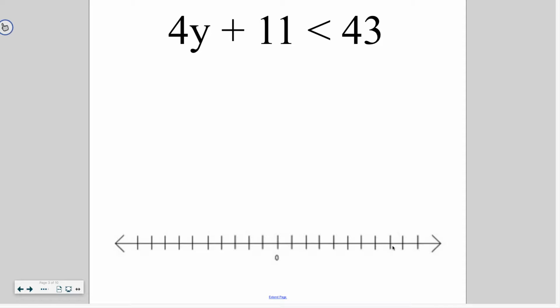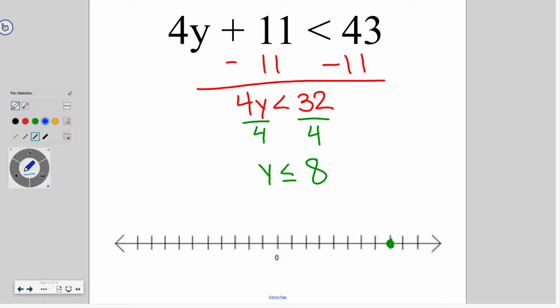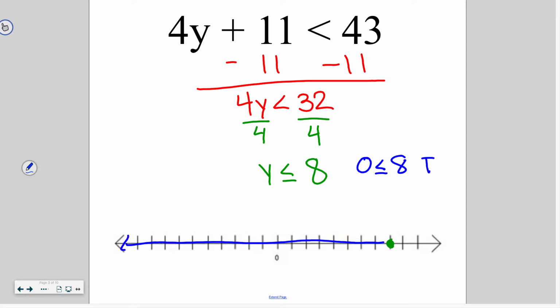First thing we want to get rid of is that addition. So we're going to take 11 away from both sides, giving me 4y is less than 32. Then we're going to divide by 4 on both sides, and we get y is less than 8. Coming down to our number line, we're going to put our closed dot at 8, and then test our point, plugging in 0 is less than or equal to 8. That is a true statement. So our arrow is going to be going to the left.